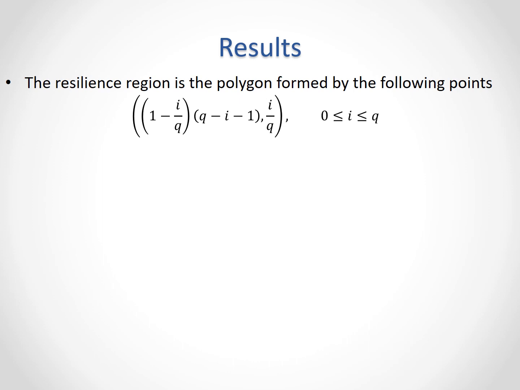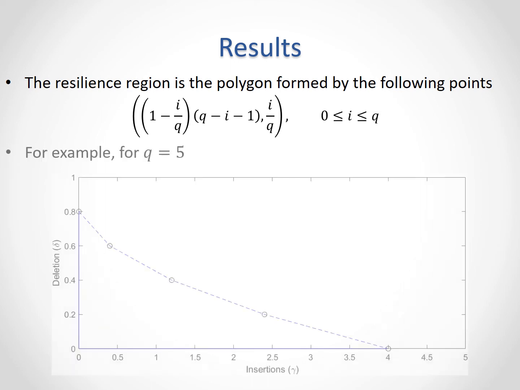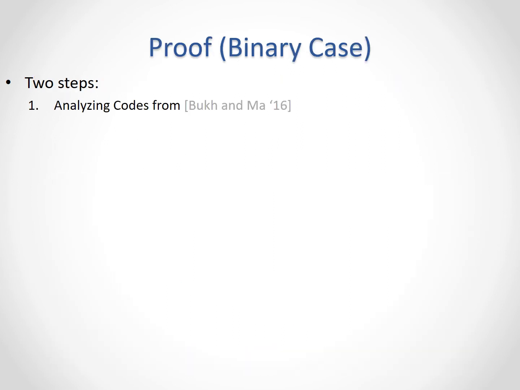We will show in this work that, interestingly, the error resilience region is precisely the polygon that is formed by these points. Here is an illustration for alphabet size q equals 5. Now, we give a high-level summary of how the proof works. In this video, we only talk about the proof for the binary case. The proof for the general alphabet size is slightly more technical but follows the same logic.